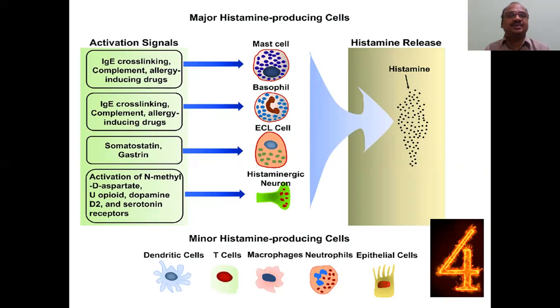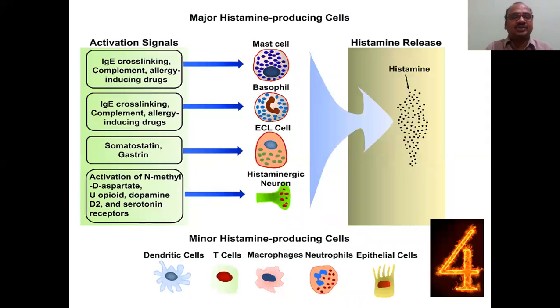These are the IgE cross-linking, complement, allergy-inducing drugs. Which of the following cells is involved in the production of allergy? Mast cell. Which cell secretes histamine? Mast cell, massively it produces. Next is basophil, which is also related to allergy.